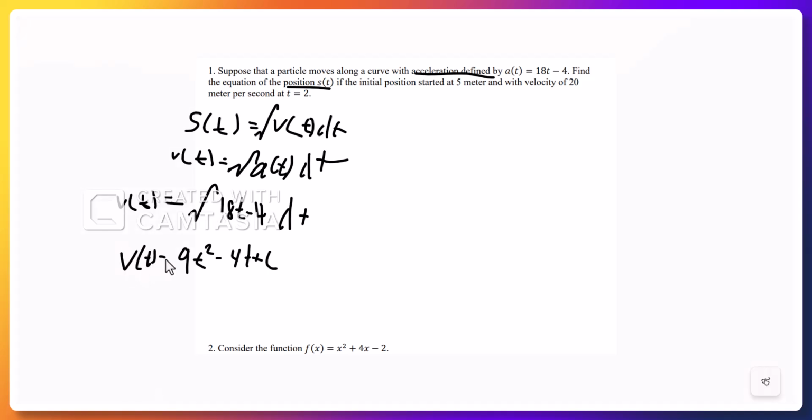And we're given that when t equals 2, velocity has to be 20. So what this means is that v of 2 equals 9 times 2 squared, minus 4 times 2, because of the t, plus c, and it will equal 20.